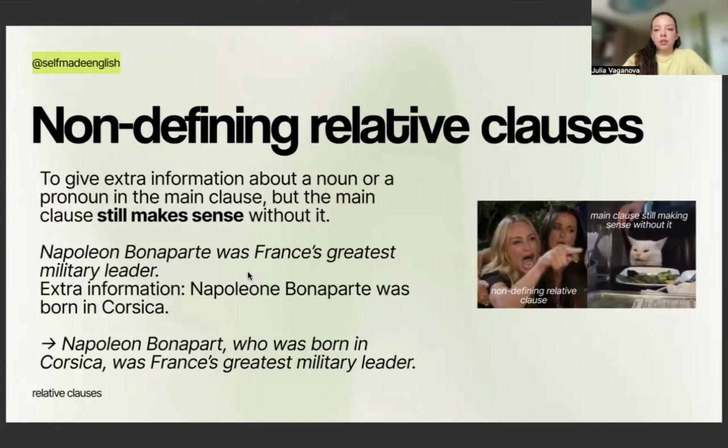All right, non-defining relative clauses are clauses that give extra information about a noun, but the main clause will still make sense without it, right? So the meaning I was speaking about in the beginning of my presentation. Napoleon Bonaparte was France's greatest military leader, right? So here is our basic sentence. Which extra information would we love to add here? He was born in Corsica, all right? So Napoleon Bonaparte, who was born in Corsica, was France's greatest military leader, right?